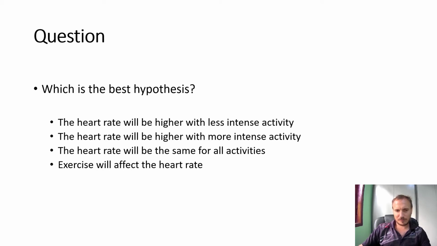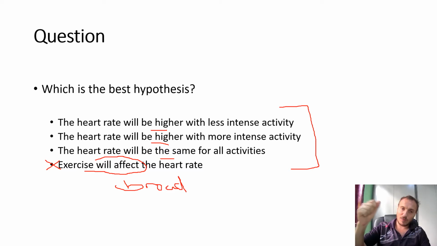Well, the last one, exercise will affect the heart rate. This is too broad. We're not saying what we think is going to happen. We're not saying if the heart rate will go up or it will go down. There's no prediction here. It's just a very general idea that exercise will affect it, but we're not saying how it will affect it. So this one cannot be correct. These 3 are all predictions. Heart rate will be higher, the same. We're predicting what will happen. The heart rate will increase, or we're saying the heart rate will stay the same. But based on the information that I gave you, which one is better?